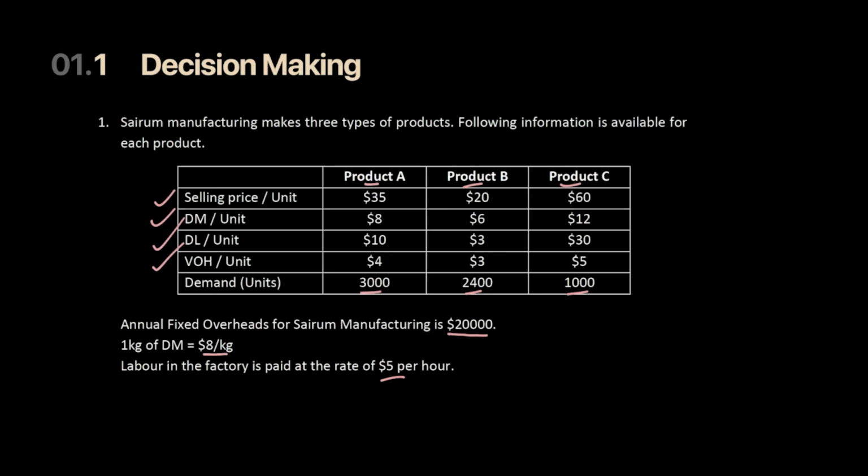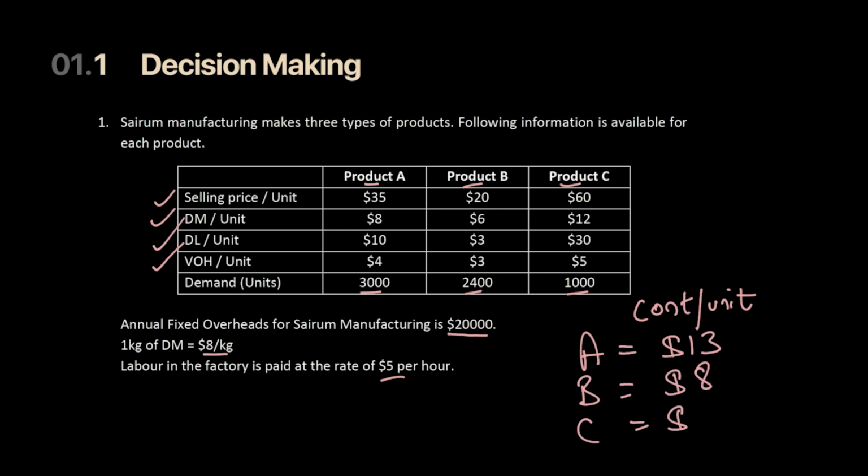Now, before we move forward, we should first calculate the contribution per unit for each product. So, guys, please calculate your contributions. Okay, so you should get the contribution per unit for product A to be $13, for product B to be $8, and for product C to be $13 again. If you just do selling price minus these three variable costs, you should arrive at these answers.